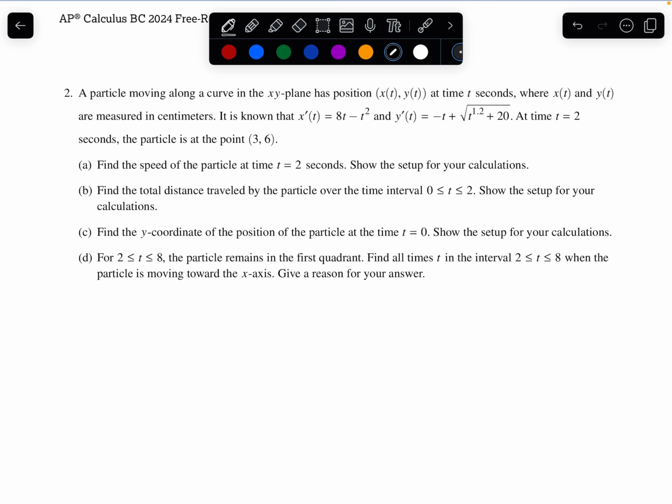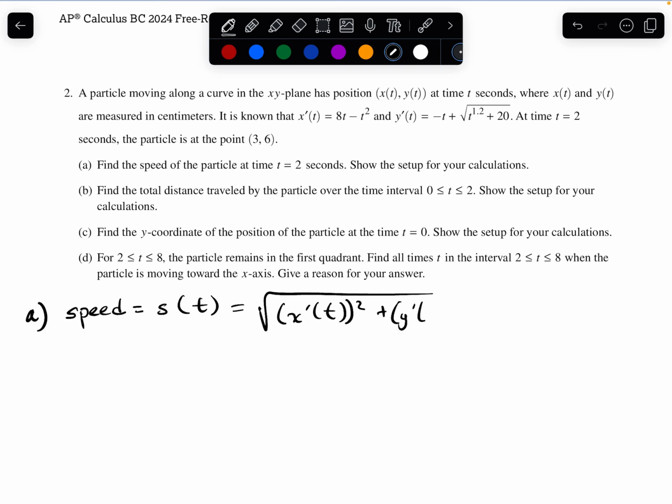So let's go through this part by part. First, part A asks for the speed of the particle at time t equals 2. We can write an s of t function for it. The speed is just the square root of x prime of t squared plus y prime of t squared. Since it's asking for the speed at 2, so s of 2, we're just going to plug in 2 into what we've set up already.